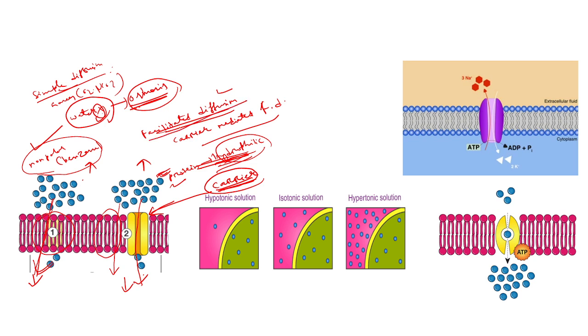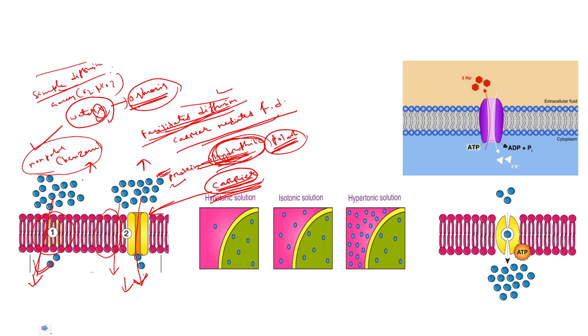And then the facilitated diffusion. Facilitated means a hydrophilic molecule or some polar molecule, if it is present in higher concentration, then it transports from the higher to lower concentration, but it is facilitated by some carrier. That is called the carrier mediated facilitated diffusion. Okay. So this is the simple and the facilitated diffusion.